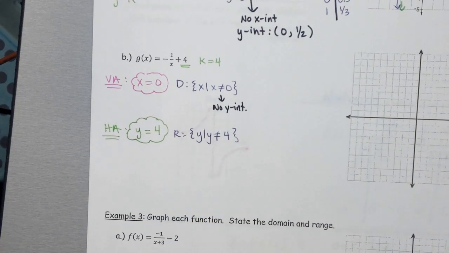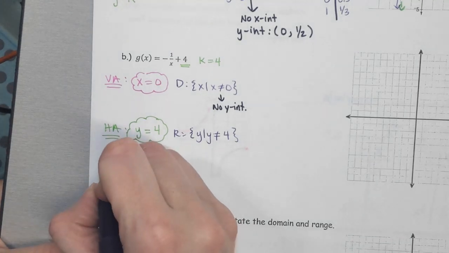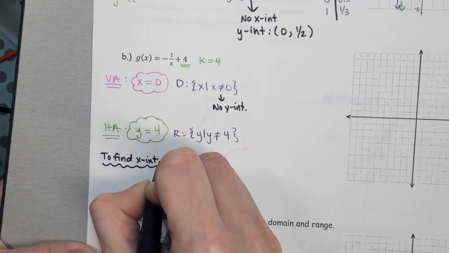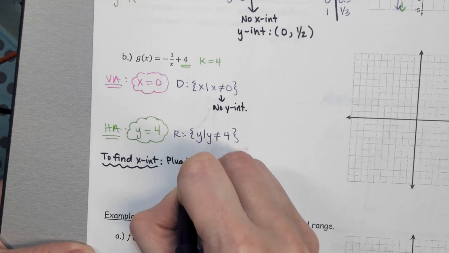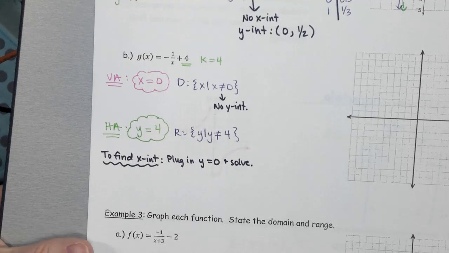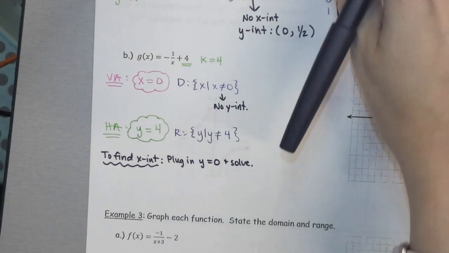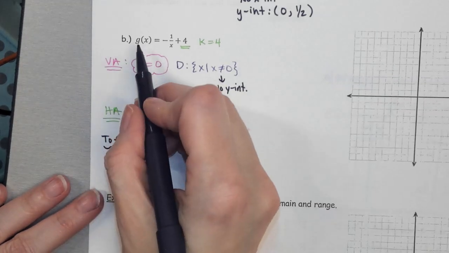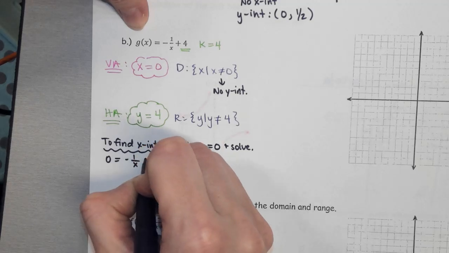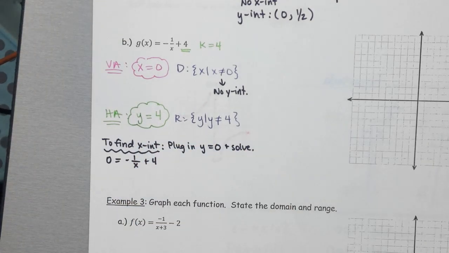Okay, in order to find what the x-intercept is, because you aren't going to see it on your table, to find it algebraically, you can always plug in y equals 0 and solve. Because for every x-intercept, your y value has to be 0. So if we set that equal, in this case your y is g of x. So 0 equals negative 1 over x plus 4. What would you do first to solve?